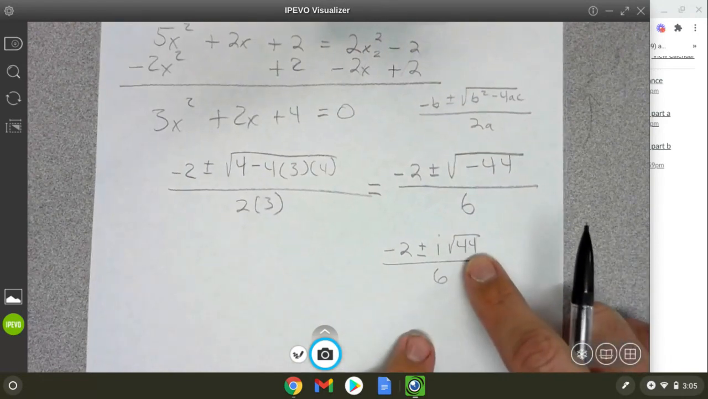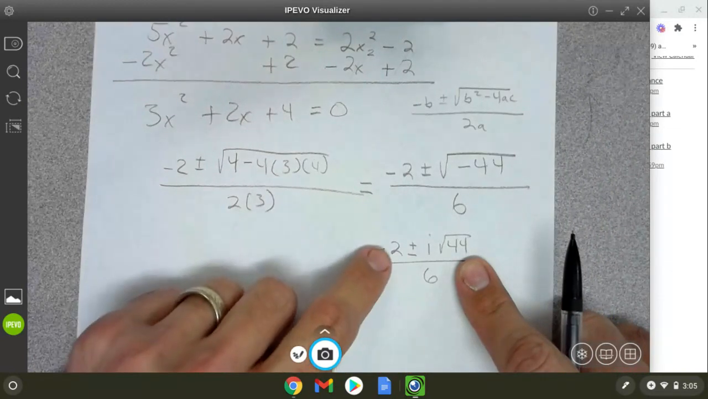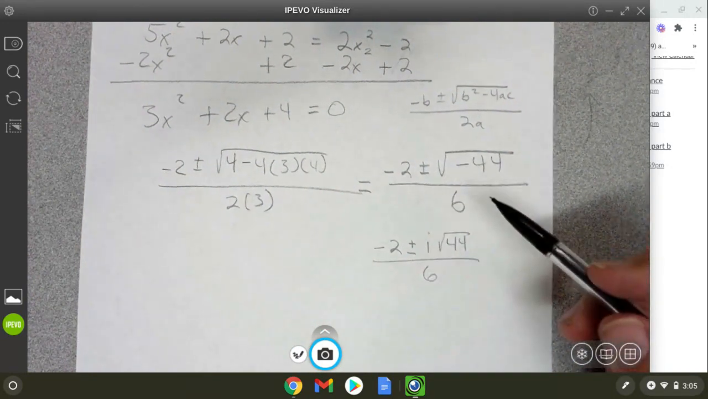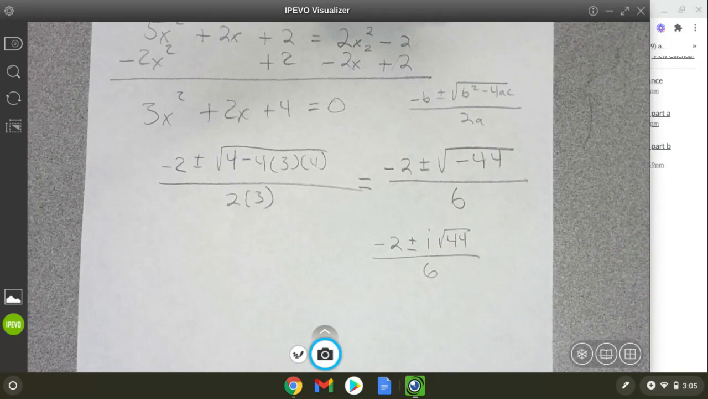And we're not going to do anything further with this. There is a step further that you could go, but we'll do that some other time. And you cannot simplify the 2, the 6, and the 44, because the 44 is under the square root. All right, so that's about as much as you can do with this one.